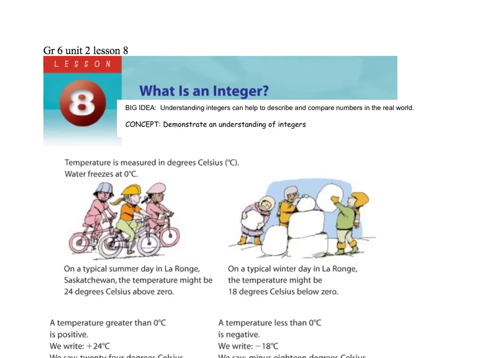Right, so we're moving along, and we do have another sort of big idea. This one doesn't fit well with the others. I suppose it kind of fits with number sense, but understanding integers can help to describe and compare numbers in the real world. Integers you have had experience with, you just didn't realize that's what they were called. Integers are often used in temperature, especially in Alberta. Okay, we have a lot of integers in our weather in Alberta. So our concept today is to demonstrate an understanding of integers.